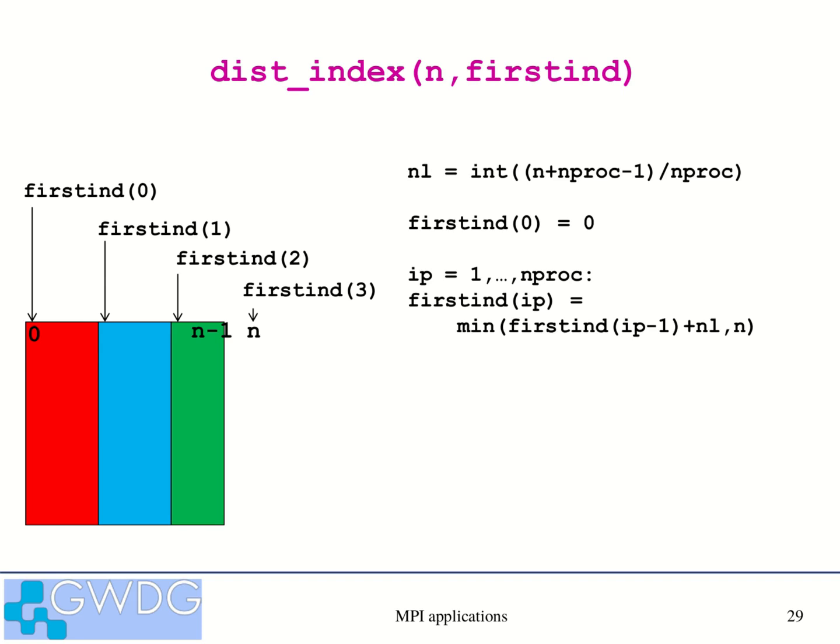But if n is not divisible by n proc, then the sum first index IP minus 1 plus nl for the last process will be larger than n, so we have to take just the minimum of these two numbers. So the n local for the last process may be smaller than nl. This is the most simple way to distribute the n columns on nproc processes.